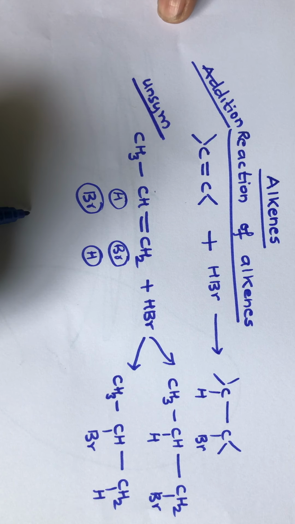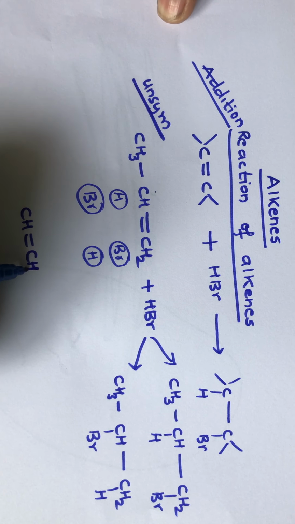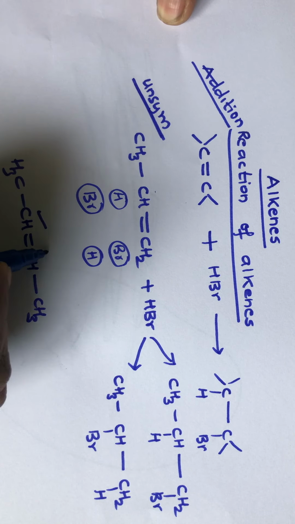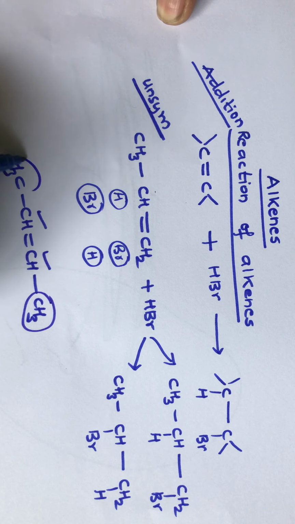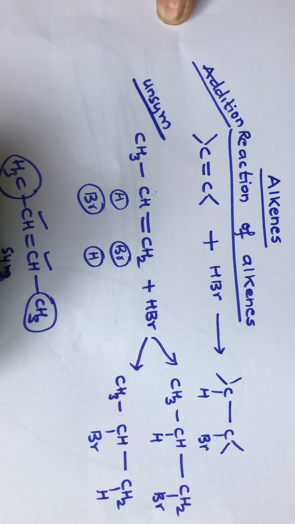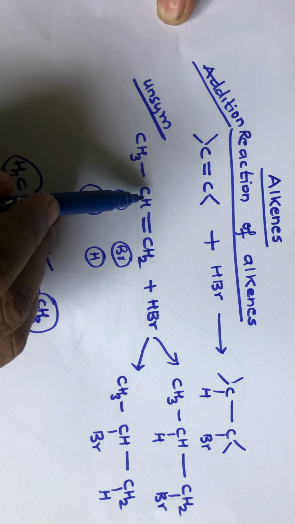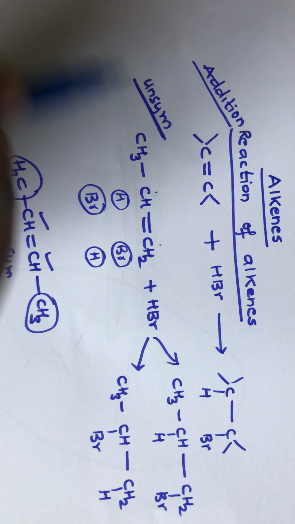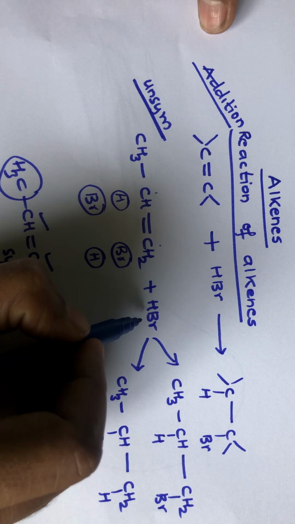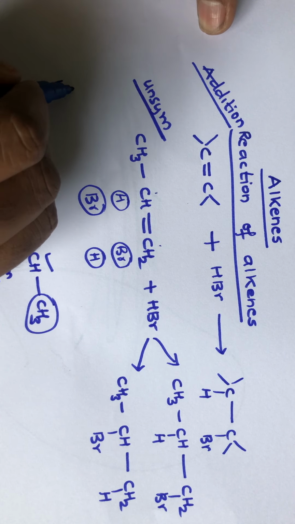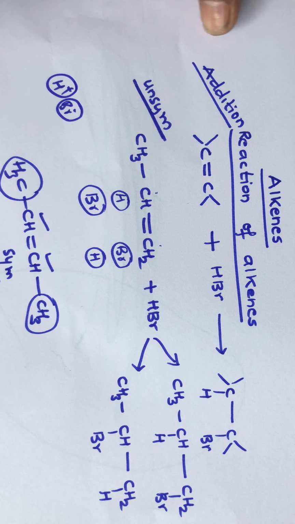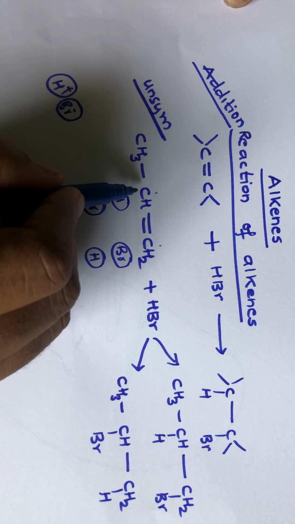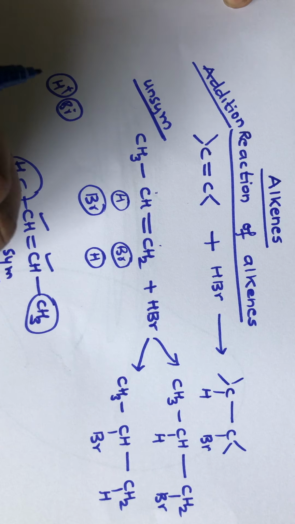I will give an example of a symmetrical alkene. There is a carbon-carbon double bond, this side also there is CH3, this side also CH3. So this is a symmetrical alkene. Here it is CH, CH; this side it is CH3, this side no CH3. That means this is an unsymmetrical alkene. This reagent is also unsymmetrical because HBr will dissociate to give H plus and Br minus, two different parts. So when an unsymmetrical reagent adds to an unsymmetrical alkene, the product formed is governed by a rule.